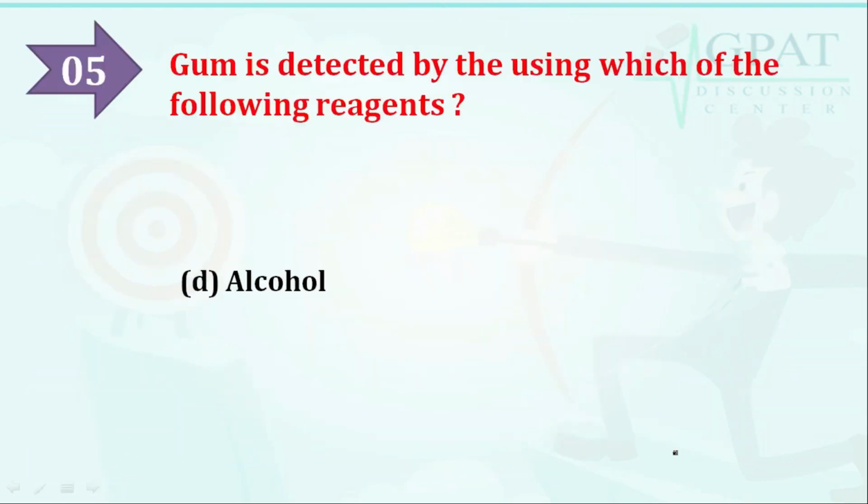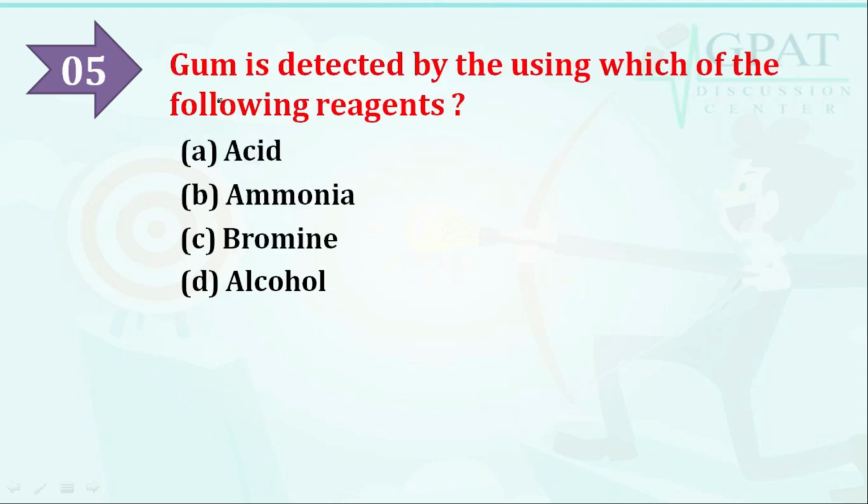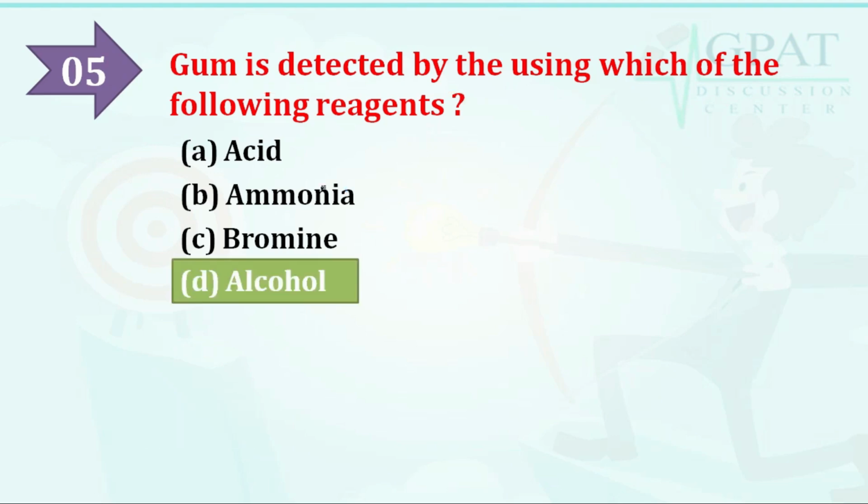So the next question is: gum is detected by the use of which of the following reagents? Option A is acid, option B is ammonia, option C is bromine, option D is alcohol. So gum is detected using which of the following reagents? The correct answer is alcohol. Alcohol is the correct answer, which is used to detect gum.